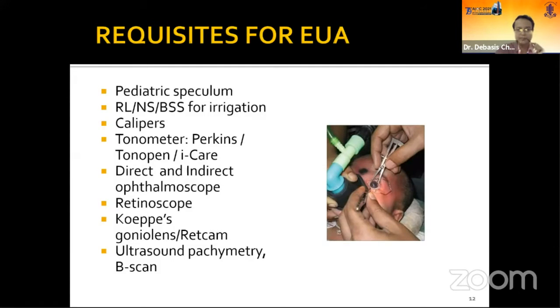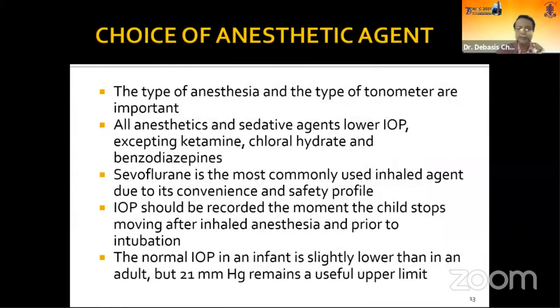A pediatric speculum is needed, then Ringer lactate or normal saline or BSS, calipers to measure the corneal diameter, appropriate tonometer, ophthalmoscope, retinoscope, gonio lens, and B scan and pachymetry. Now, regarding the choice of the anesthetic agent, the type of anesthesia and the type of tonometer are important.